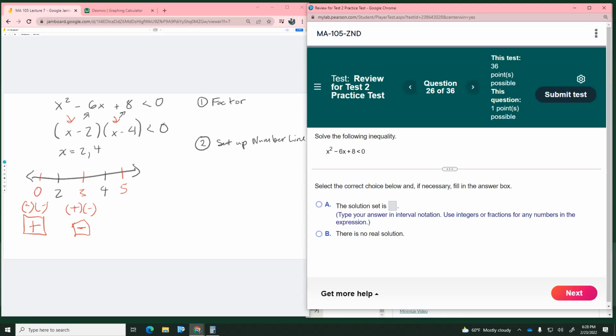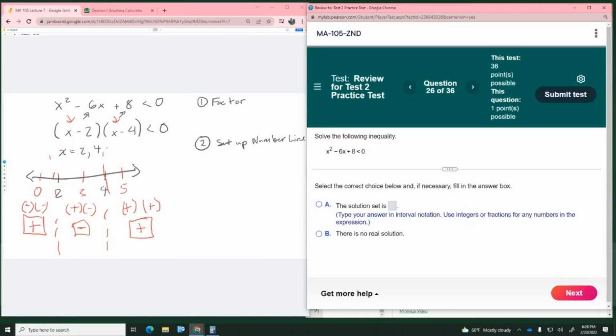Same thing with 5. If I plug 5 into that first one, I get a positive. If I plug 5 into the other one, I get a positive. Positive times a positive is a positive. So now I can tell which intervals are positive and which are negative.